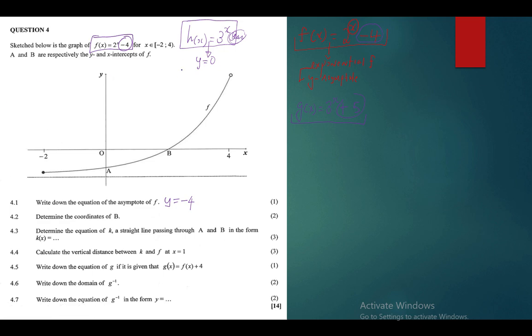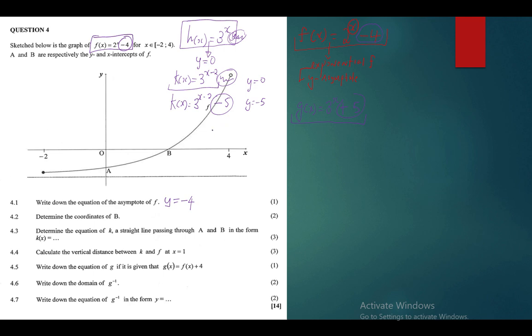Even if your function was, let's say, k of x equals 3 to the exponent x minus 2, this is still the exponential function. The equation of the asymptote is still y equals 0, because there is nothing here. We don't have a number. But if the function k was 3 to the exponent x minus 2, maybe minus 5, then this -5 was going to be the asymptote, y equals -5.